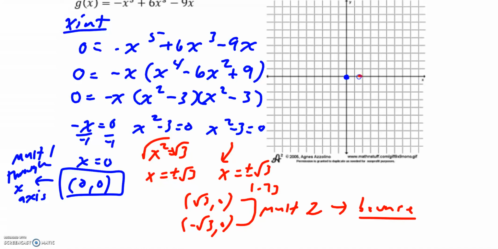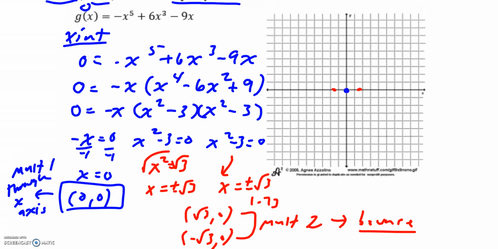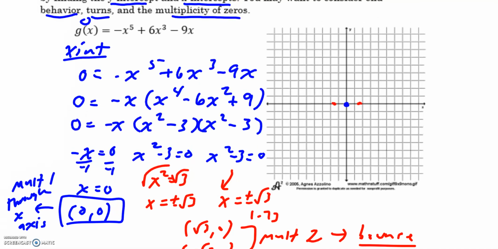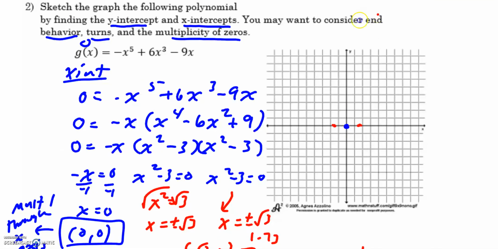So one of my x-intercepts would be here, one of my x-intercepts would be here. So that's at least a good starting point. My y-intercept would also be (0, 0), so that's already found. If I think about end behavior, this is x to the 5th, so it's a little bit more like a cubic or x to the 3rd function. Because the lead coefficient is negative, my function is going to be decreasing from left to right.